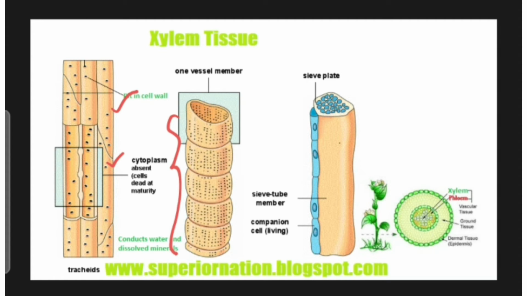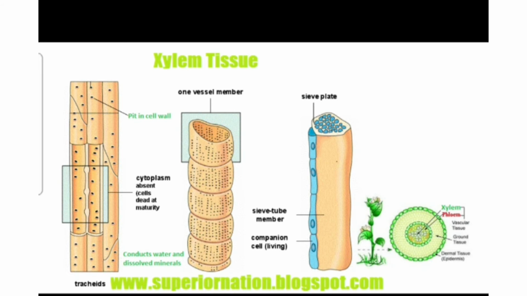Now I am going to the function. The xylem vessels and tracheids transport water and minerals upward from the roots to different parts of the plants. The xylem fibers are thick walled cells that provide mechanical support to the plant. The xylem parenchyma cells store water, minerals and carbohydrates. So this is all about xylem.